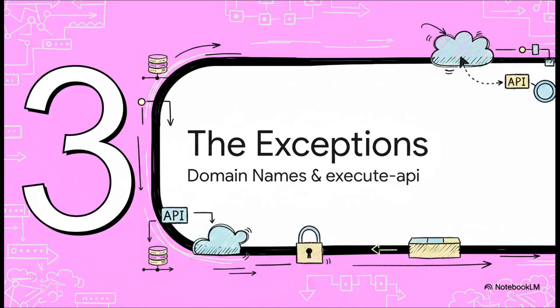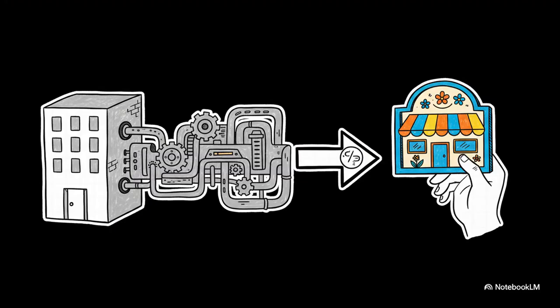Okay, so like with any good system, there are a couple of exceptions to the rule. We've got to talk about 2 special cases, custom domain names and this other service called execute-api. First up, custom domains. These ARNs have their own unique structure. You'll see /domainnames/ and a path, and they're used for one thing, managing how a pretty URL like api.mycoolsite.com connects to your actual API.